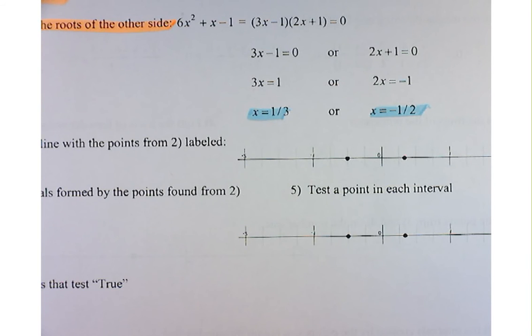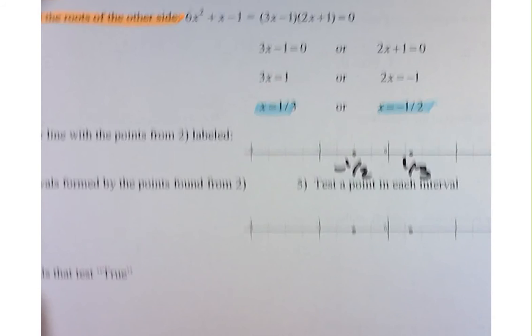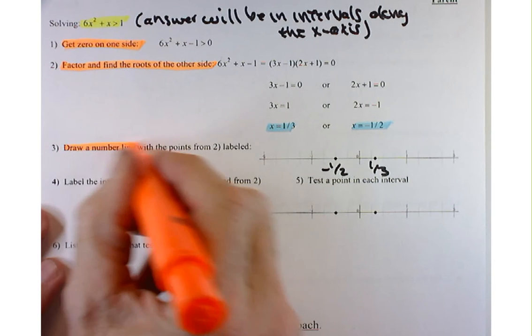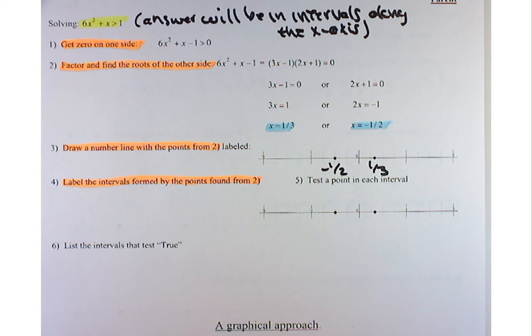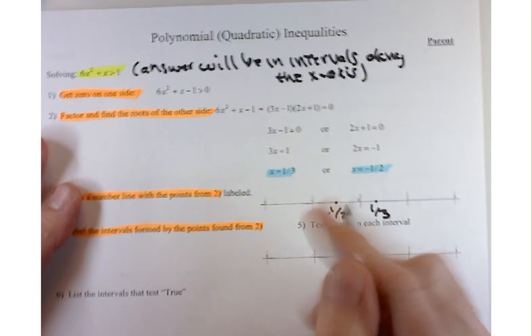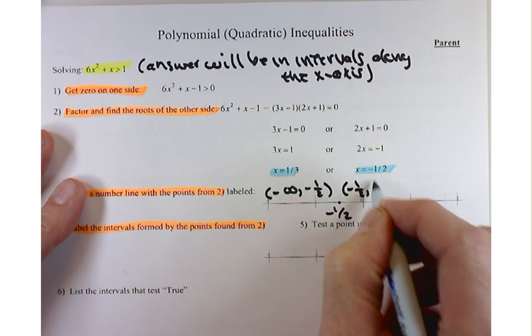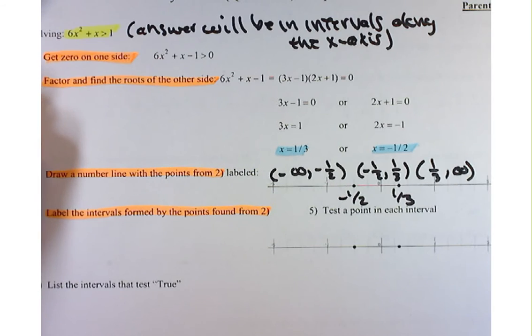Let's put those roots on a number line: -1/2 and 1/3. Now those roots break up your number line into intervals, and we want to label the intervals found from the above step. So this is where you're labeling intervals along the x-axis. It's -∞ to -1/2, -1/2 to 1/3, and finally 1/3 to infinity. Those are the intervals. Your answer to this problem is going to be one or two of these intervals. We just don't know which ones yet, so we have to spend a little time to figure that out.